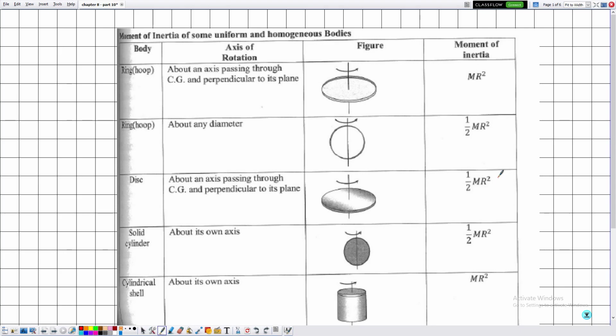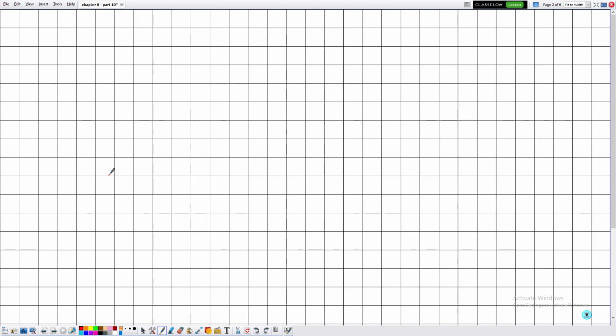So I have reached part 10 of chapter 8, which is the chapter of Newton's second law for rotation for grade 11 students. Now, as usual, we always refer to this table and different explanations and exercises. In this part we have reached section number 6, which is the parallel axis theorem. This is also known as Huygens theorem.